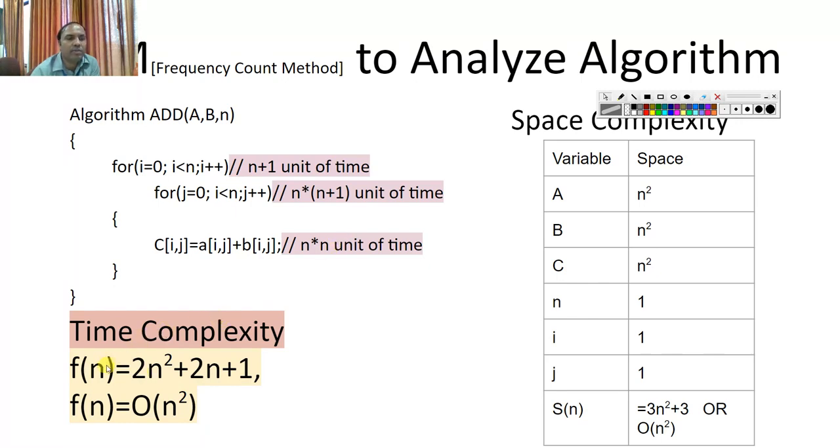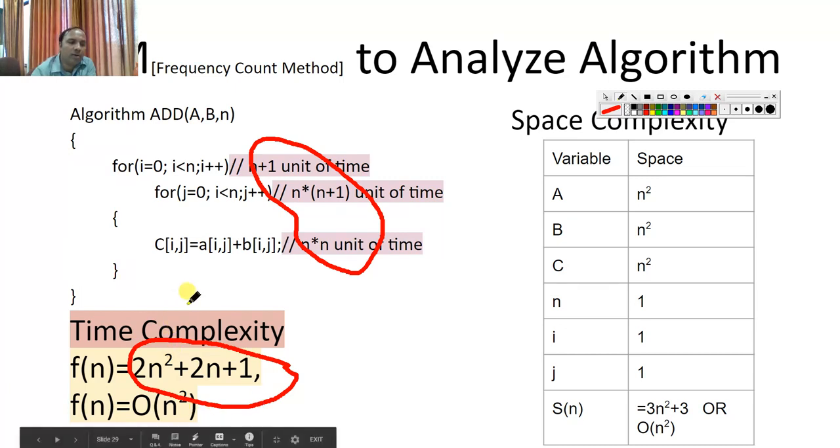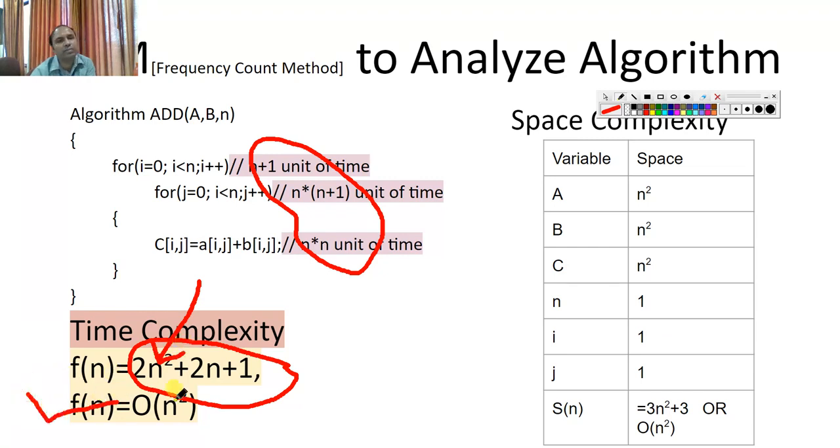So the total time complexity will be f of n equal to, right, you have to add all these numbers. So n plus 1 plus n into n plus 1 plus n into n. You have to simplify the addition of these three, right? So it's very simple mathematics. You just add them and you will get f of n equal to 2n square plus 2n plus 1. Now here the higher order term is n square. That's why the time complexity of this algorithm is going to be order of n square.